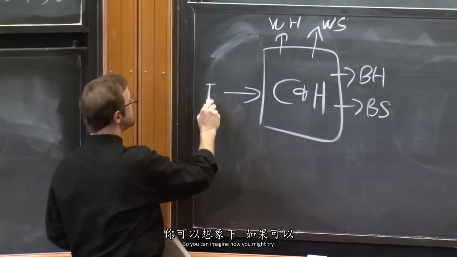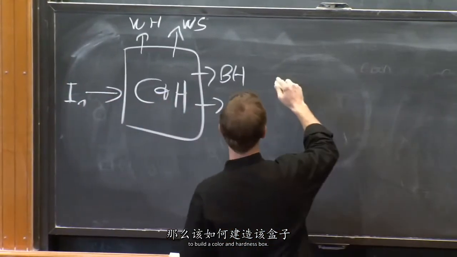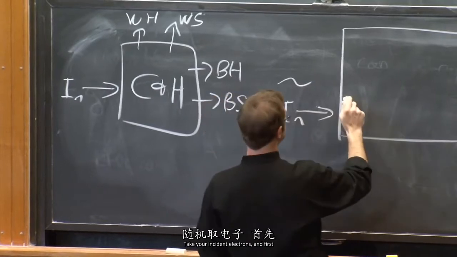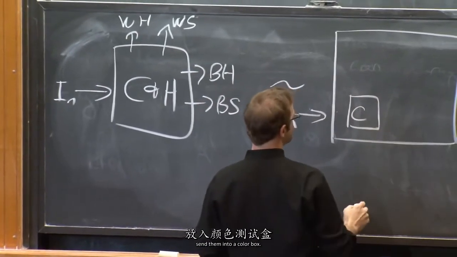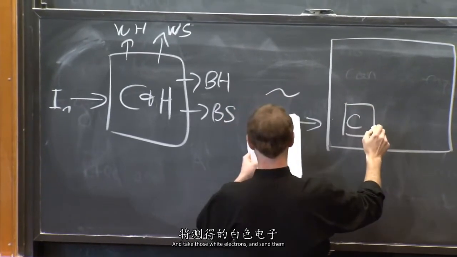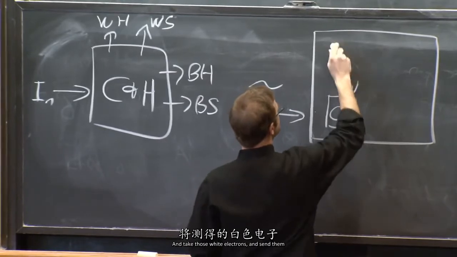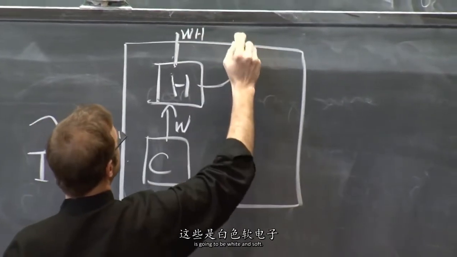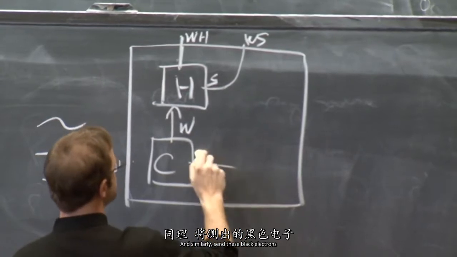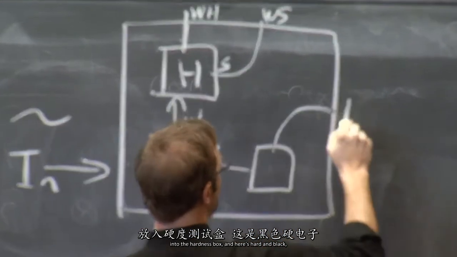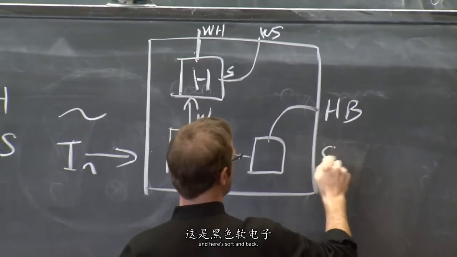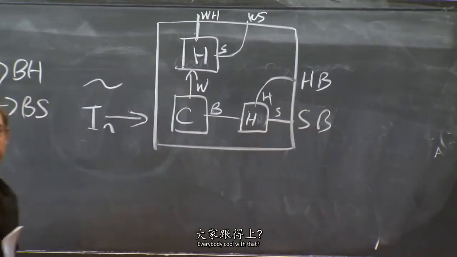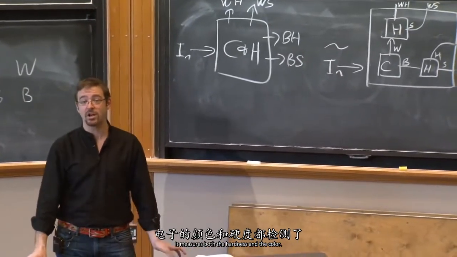So you can imagine how you might try to build a color and hardness box. So for example, here's something that you might imagine. Take our incident electrons, and first send them into a color box. And take those white electrons and send them into a hardness box. And take those electrons, and this is going to be white and hard, and this is going to be white and soft. And similarly, send these black electrons into a hardness box. And here's hard and black, and here's soft and black. Everyone cool with that? So this seems to do the thing I wanted. It measures both the hardness and the color. What's the problem with it?